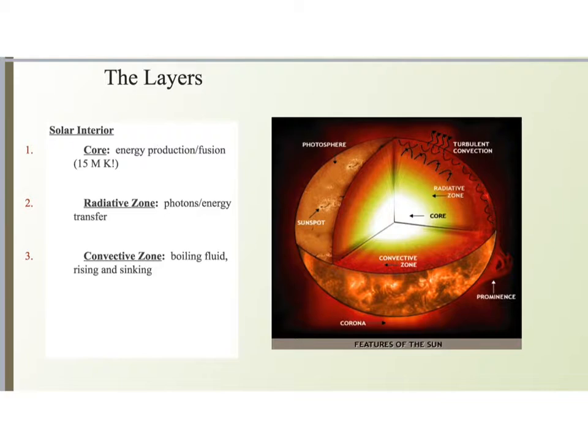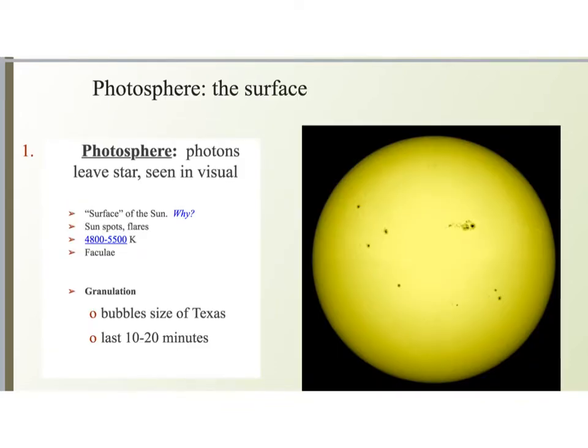So then within the interior, again, we have that radiative zone where you have the release of photons from the core traveling outwards to the convective zone through that form of energy transfer. And then we have the convective zone just beyond that, which is synonymous to boiling fluid, except these are gases, and you have this rising and sinking.